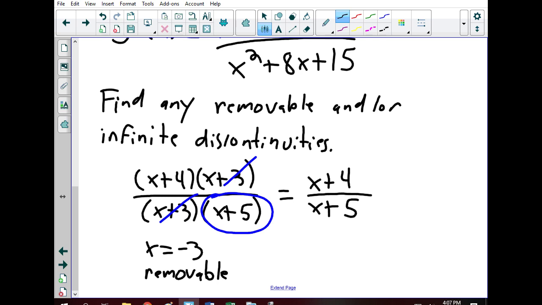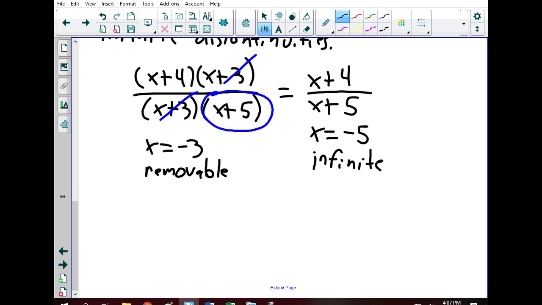And remember, I'm concerned with what makes my denominator 0. So, negative 4 is not an option here. I don't care about the numerator. I care about my denominator being 0. So therefore, x equals negative 5 is the infinite discontinuity. Or also, because on some of your assignments, it'll say find vertical asymptote. So also, or the vertical asymptote.